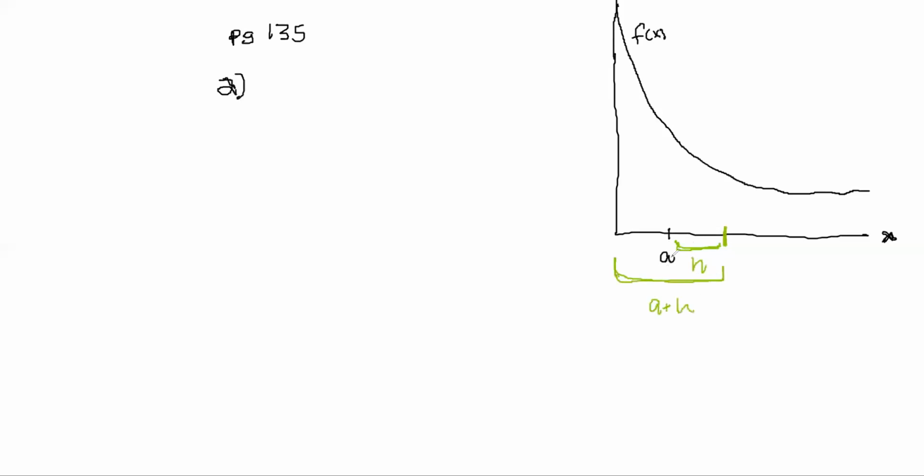So the distance from 0 to A is distance A. The distance from A to this point is distance h. So the distance from 0 to this point is A plus h. And we're just going to call this point h. Okay? Everybody okay with that? Okay. So that is part A.